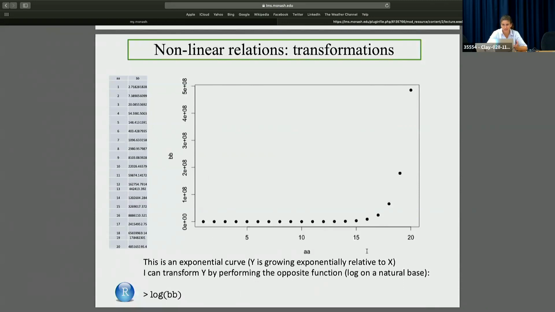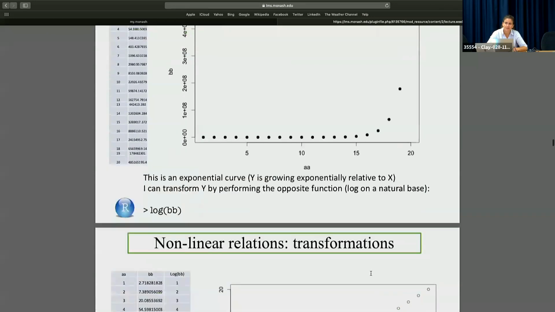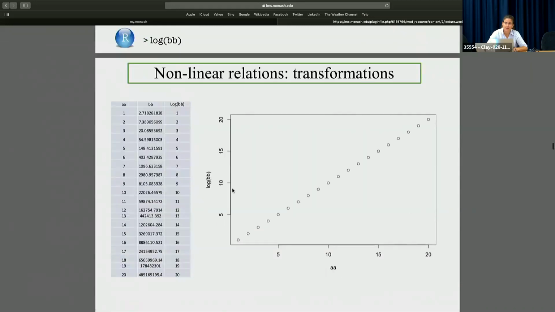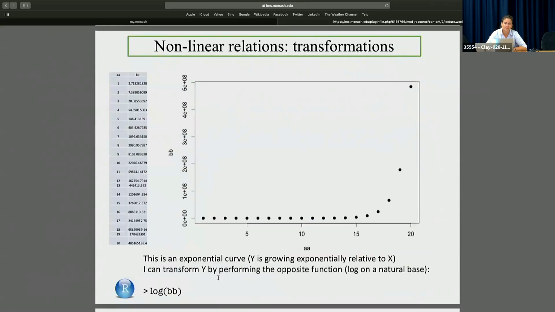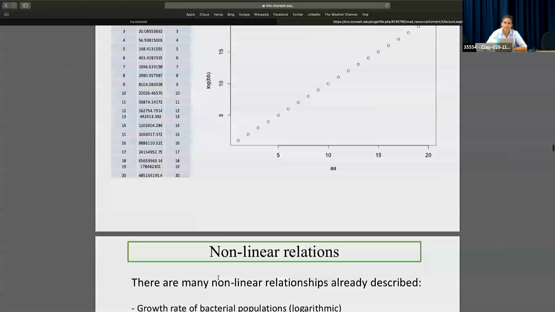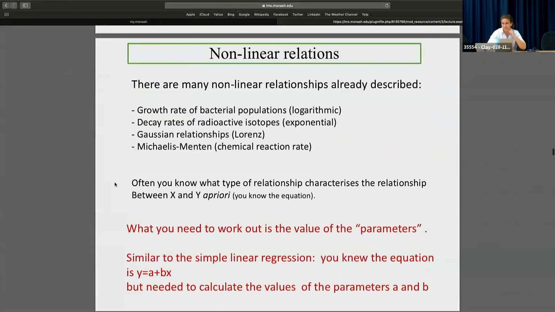So if it's exponential, I'm using the natural base, the e, and if I plot AA against the log of BB, I'm going to get a nice linear relationship. I'm allowed to do that, and that's called a transformation from nonlinear to linear. To summarize that, we have many nonlinear relationships already described. So your data might fit, and should fit, relationships that are relevant to your field.